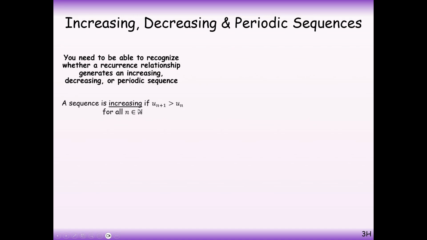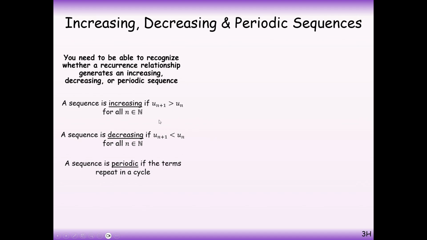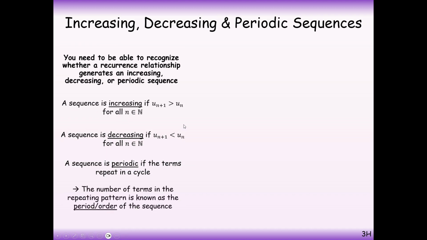Increasing or decreasing sequences are also known as monotonic. If you study further maths, they call them monotonic sequences. Alright, so what's an increasing sequence? Basically, if the next term is bigger than the current term, that's increasing. And if the next term is smaller than the current term, that's decreasing. We'll look at periodic sequences in a minute. Let's just see an example.